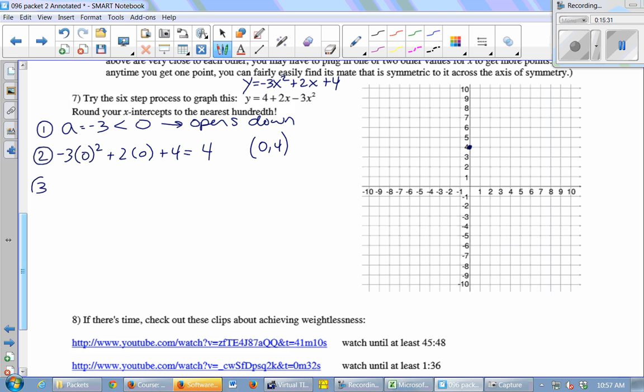Okay, step 3. Skipping over x-intercepts. It used to be find x-intercepts. Now it's going to be find the x-coordinate of the vertex. So the x-coordinate of the vertex is -b over 2a. And what is the opposite of b in this case? -2. So I have -2 in my numerator. And then I have 2 times a, which was -3. What does that reduce to? 1 over 3.